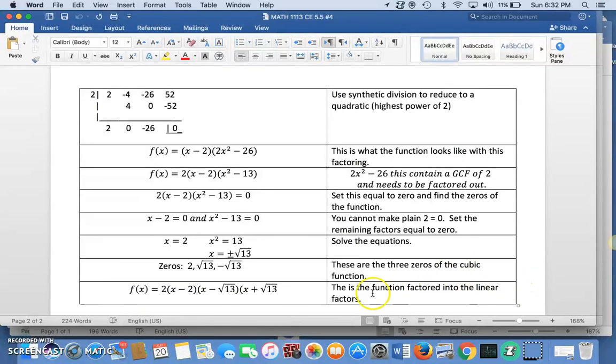So the function factored into its linear factors would be, of course, 2 is your GCF, x minus 2, x minus the square root of 13, and x plus the square root of 13. Those would be all of your factors. Those are your zeros. You see the direct relationship.